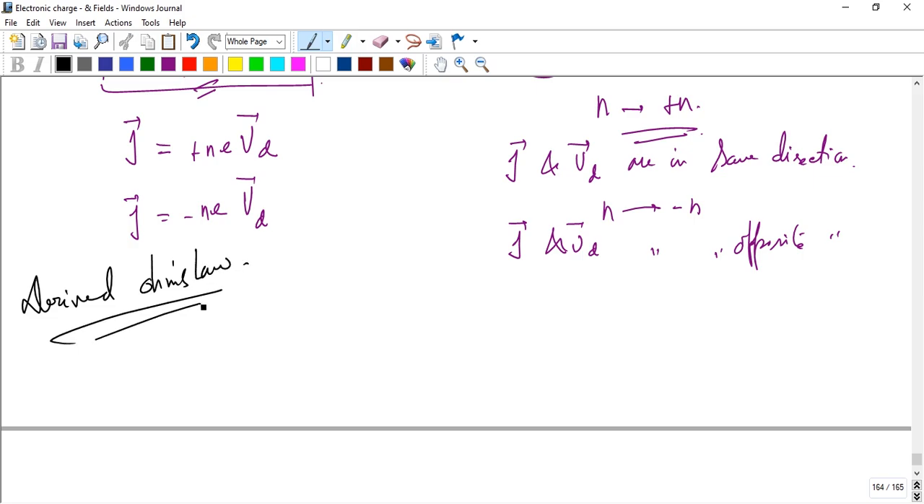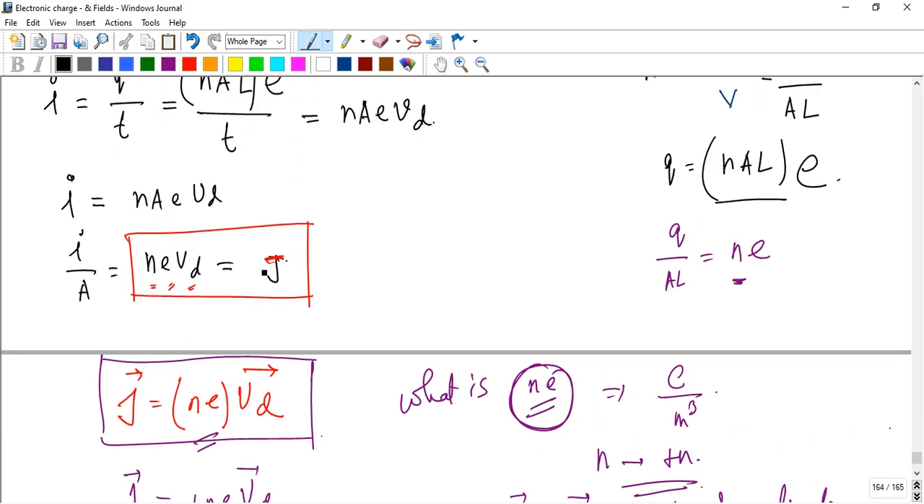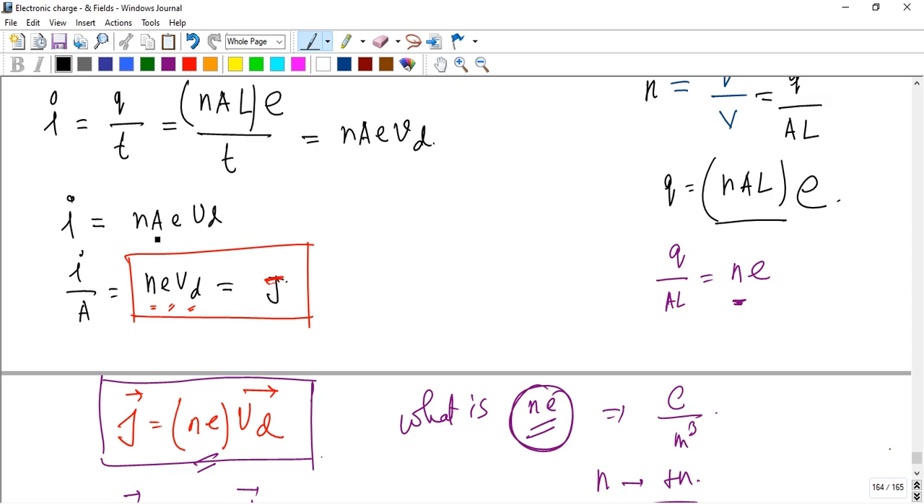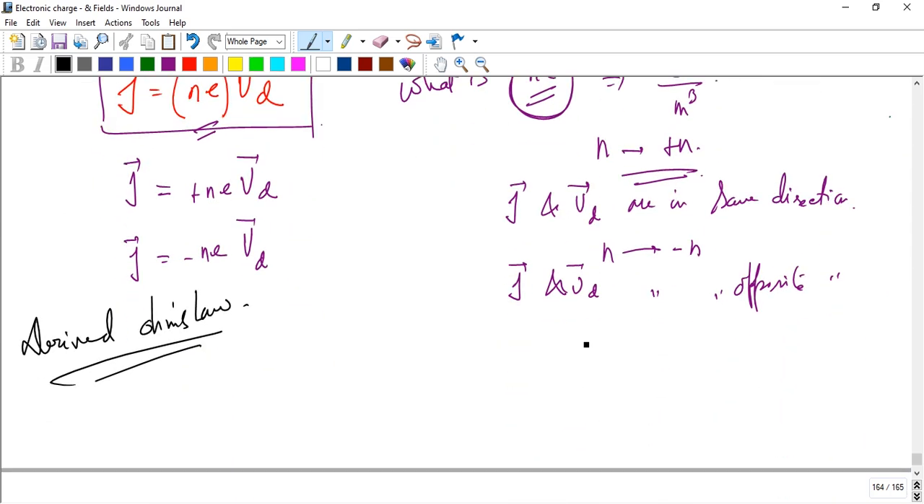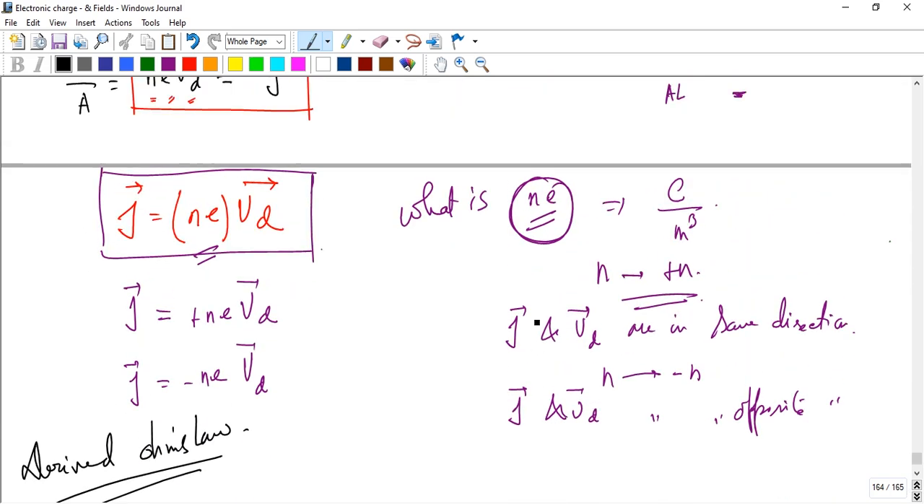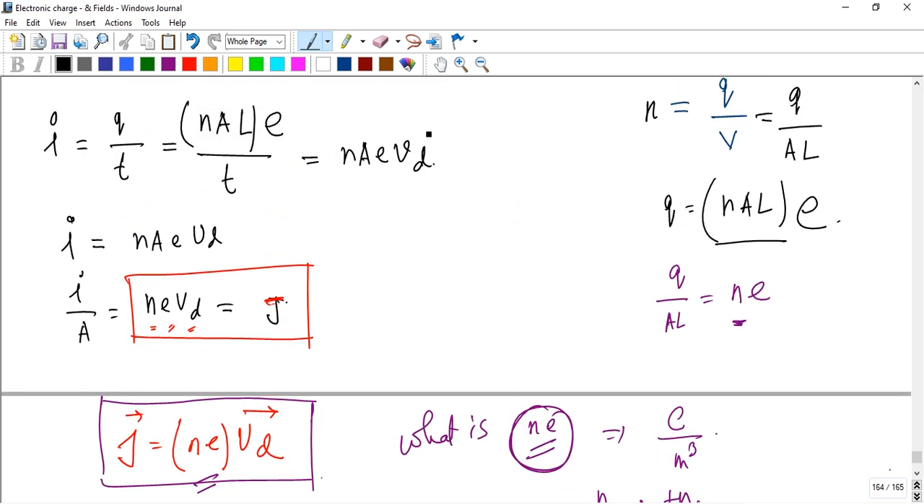How do we derive Ohm's law? We know the expression of I, that is I = nAeVd. Here we need to find the expression for Vd.